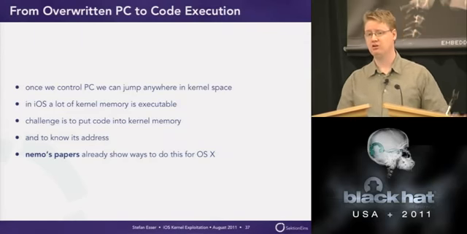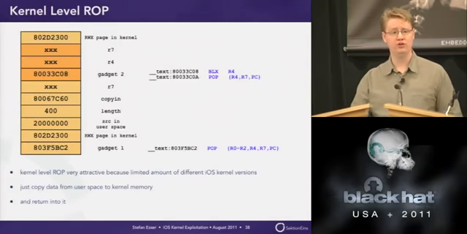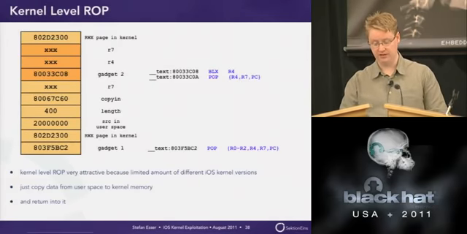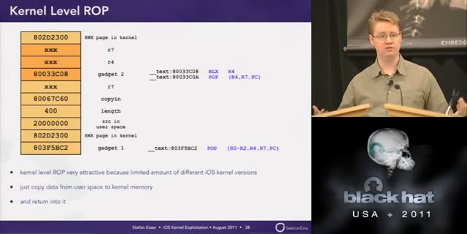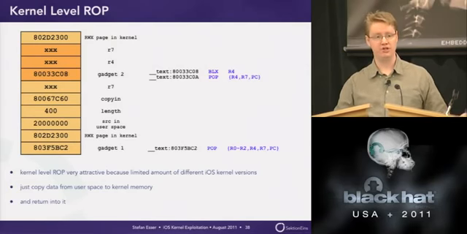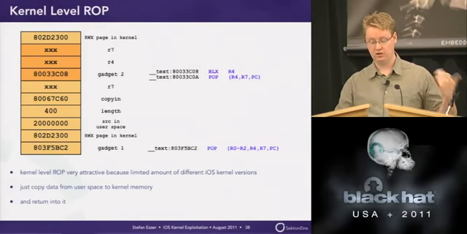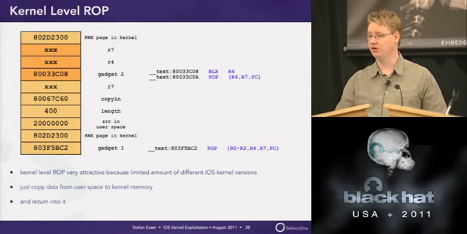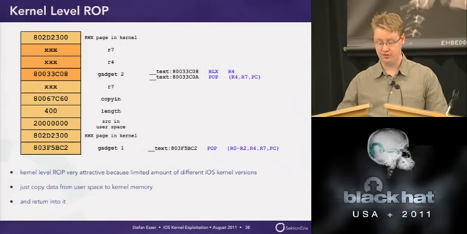Okay, what else can you do? The next thing is we can return into the kernel itself and use kernel-level return-oriented programming. And because there is no RWX protection, no NX protection inside the kernel, your ROP payload is very short. You just jump to copyin, to copy some memory from user space into the kernel space, and then you just return into that copied memory. Of course, it only works if you know the address in user space. But usually, when you have a kernel exploit, you can map memory somewhere.